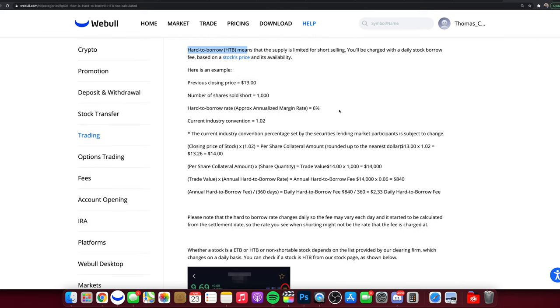So they go through an example really, really quick. To make things as simple as possible, what you need to know to determine what it's going to cost you per day in terms of holding those shares, because you're borrowing shares. You're borrowing shares to sell, then to buy back. Ideally, you want to buy them back at a lower price and keep that difference. That's how you make money when you're shorting a stock, but there's fees.